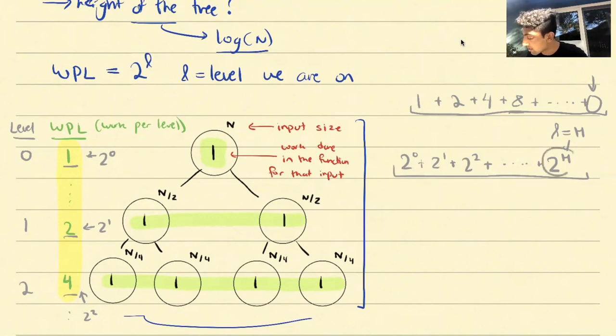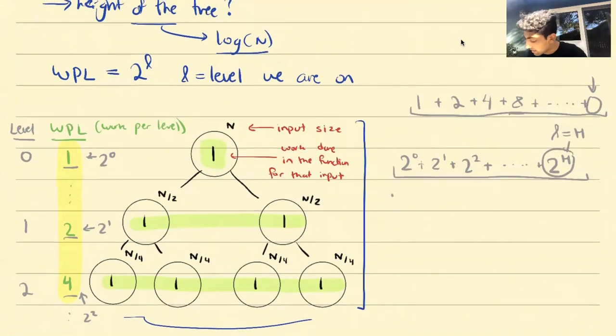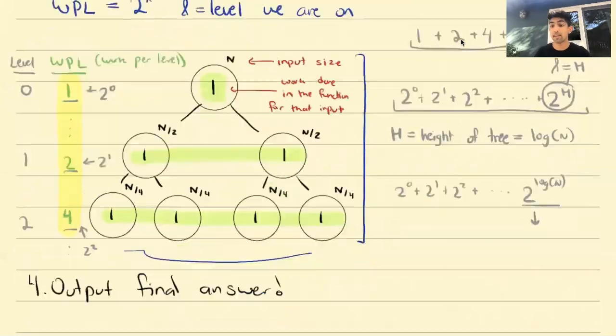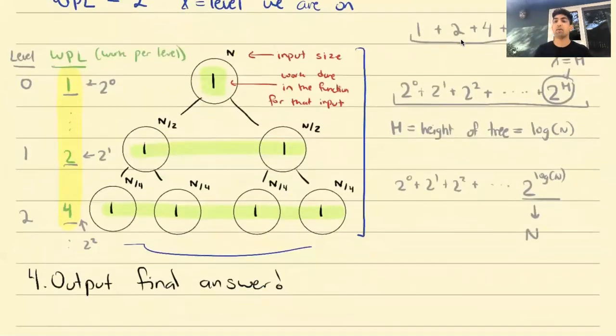Now we've noticed that the last term in this sum is 2 to the h. So if the last term of this sum is 2 to the h, and we know that h is equal to the height of the tree, which is equal to log base 2 of n, what we can say is that this sum becomes 2 to the log base 2 of n, and we know, using our logarithmic math, that this is the same as n.